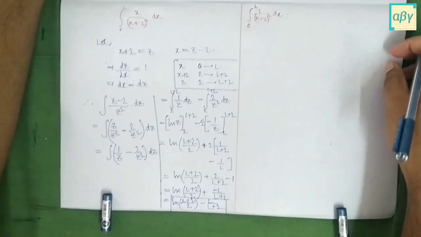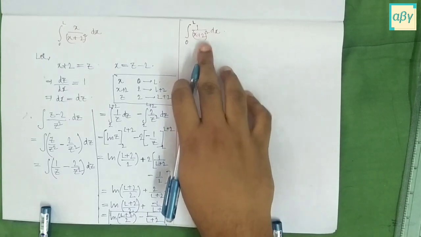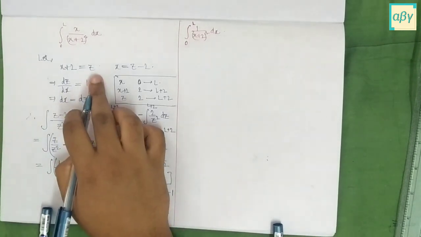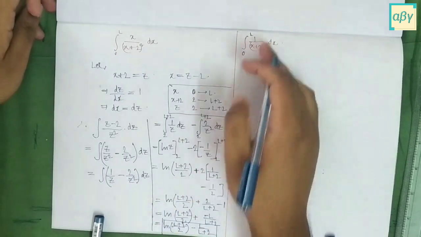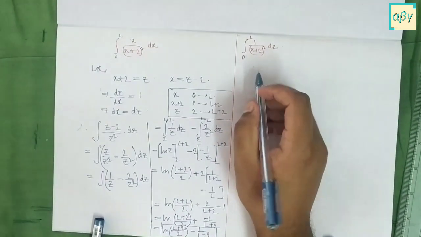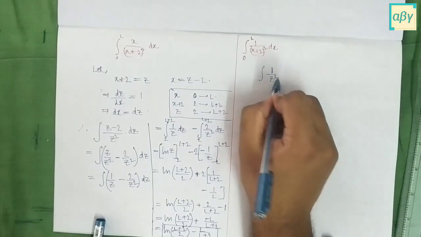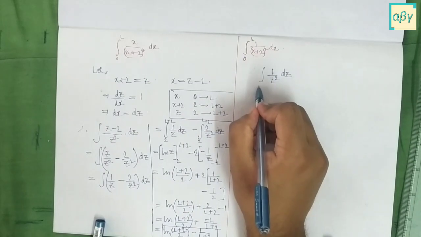So now let's move on to the second integration, that is 1 by x plus 2 whole square dx. What will you do? We will be using the same technique. This time also your z will be equals x plus 2. So let me do the direct substitution. I am not going to assume anything anymore. So it will be 1 by z squared dz, and the limits will be as I calculated from 2 to L plus 2.